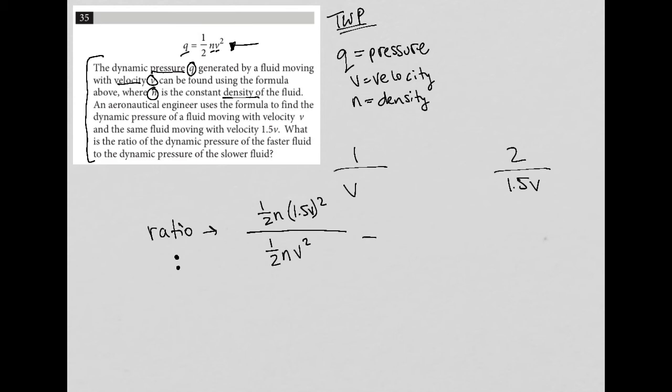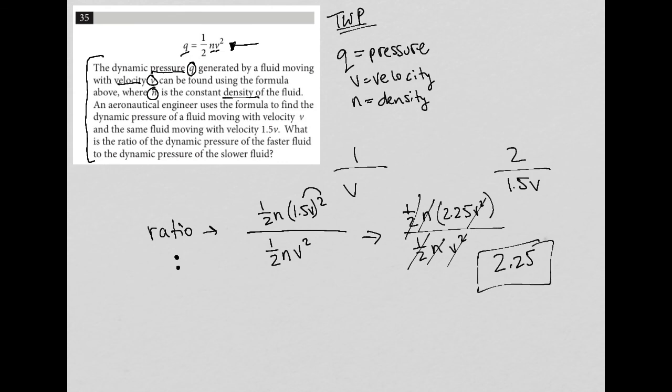So how do I simplify the numerator? Well, the 1/2 is still there, the N is still there, but 1.5 squared, well, that's 2.25 V squared, versus the bottom here, I just have, again, my 1/2 N V squared. And we can see here that when I do the ratio or the fraction, 1/2 crosses out 1/2, N crosses out N, V squared crosses out V squared. So what I'm left with is 2.25. So the ratio is equal to 2.25, and that is your answer.